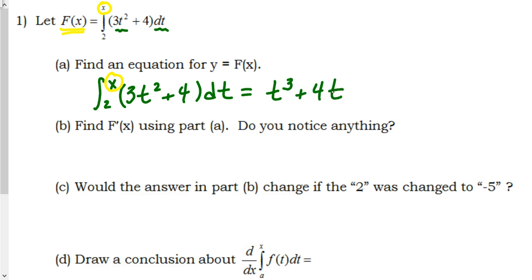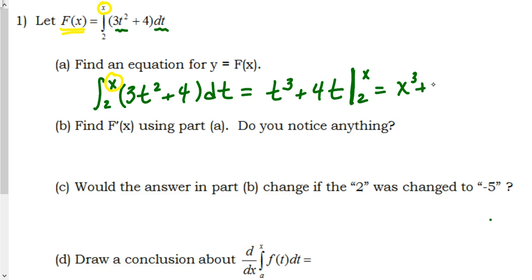Notice I'm using t's because that is what the dummy variable is. And then I'm going to use my notation that says I'm going to keep track of those bounds. The bounds are x and 2. And now I'm going to substitute in the bounds according to Fundamental Theorem Part 1.